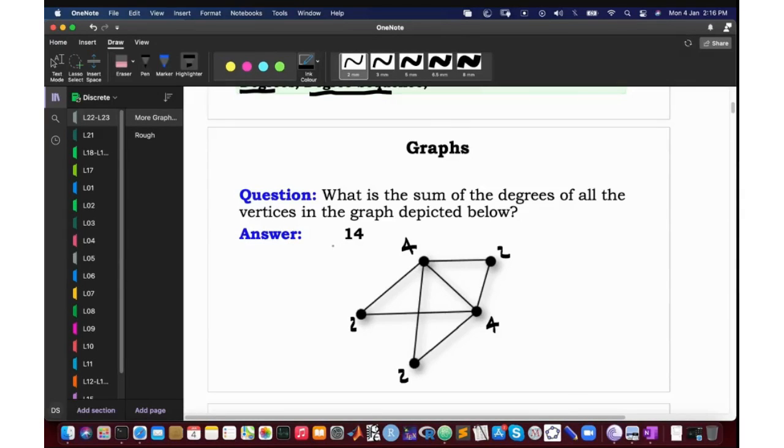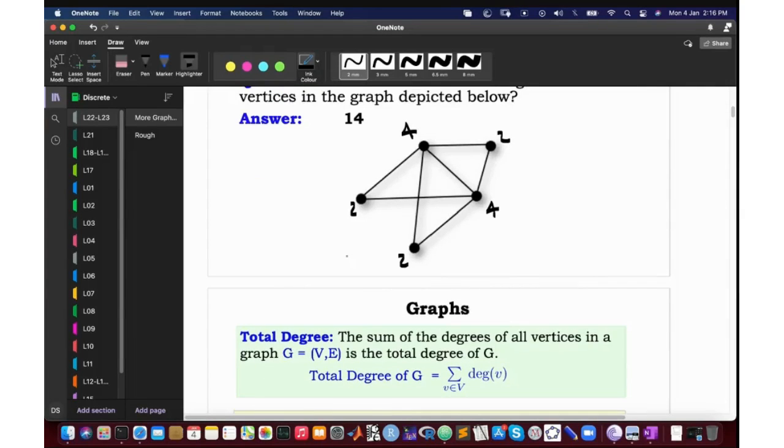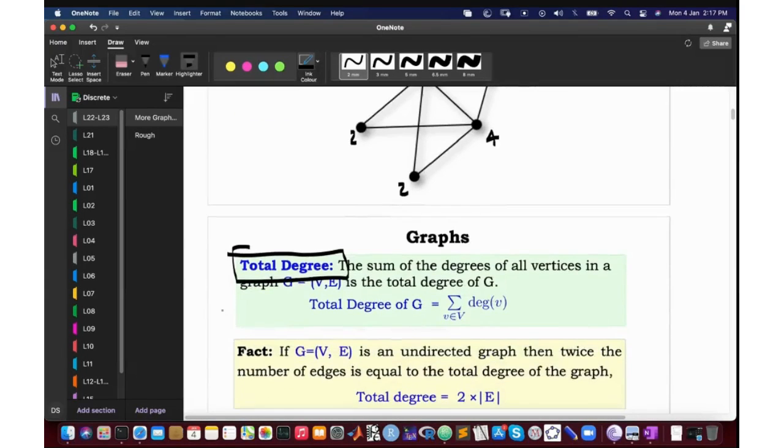8 plus 6 is 14. Okay, so this number is called the total degree of the graph. It's not a very standard term, but it's probably used in your book. Total degree of a graph is just the sum of the degrees in your graph.